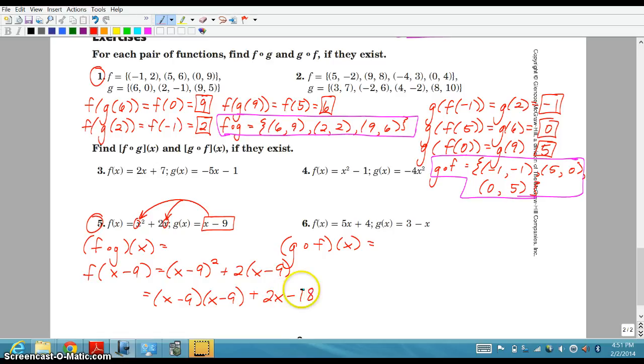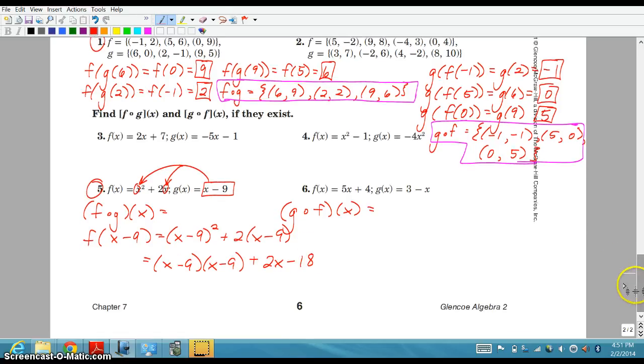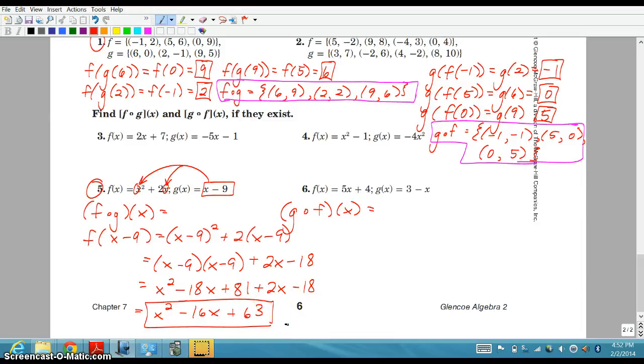And I'll distribute now. 2 times x, 2 times negative 9 there leads to 2x minus 18. If I appropriately FOIL, I've got first x squared, outside negative 9x, inside another negative 9x, which leads to negative 18x, adding like terms. Multiplying negative 9 and negative 9 is positive 81. I still have those last two terms. I have like terms of negative 18x and 2x, which lead to negative 16x. And then 81 minus 18, or 63. This is my final answer of the composition of f of g of x.